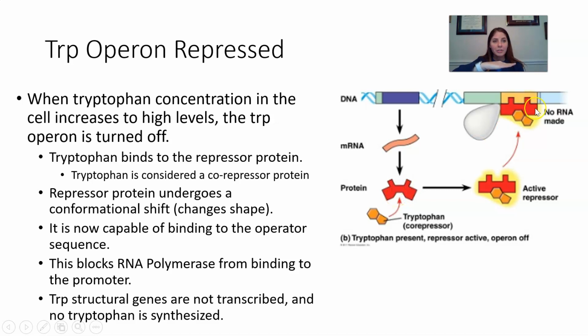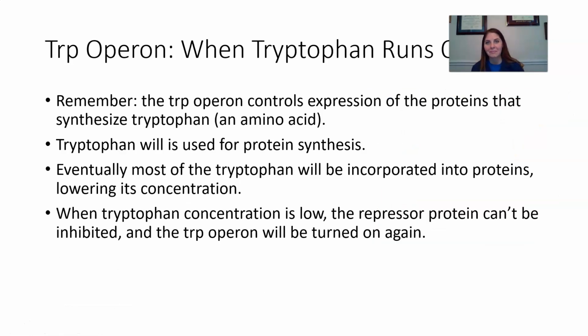So again, conformational change. Once it's activated, it's going to bind at this operator region, and again, it's going to stop the RNA polymerase from transcribing those genes because there's enough tryptophan in our body to be able to use for the synthesis of different proteins. So we don't need to keep making it until the level decreases. And once that level decreases, the co-repressor for tryptophan is going to break off, and this will become active again, and our body will again start to synthesize tryptophan.